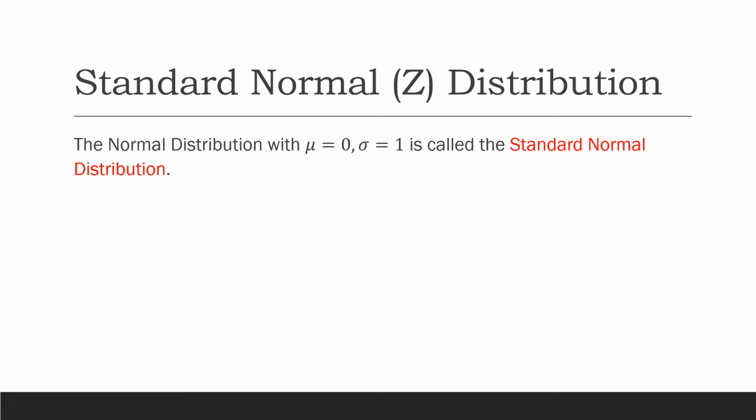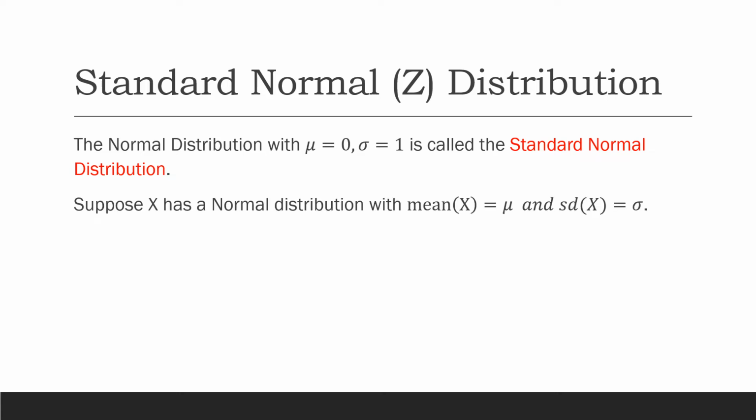I'm going to talk now about a special type of normal distribution, which is called the standard normal or Z distribution. The normal distribution that has mean 0 and standard deviation 1 is called the standard normal distribution. It's the only member of that family of distributions that has a special name.